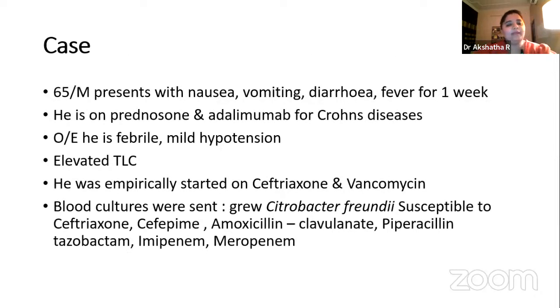So next I have another case. A 65-year-old male presents with nausea, vomiting, diarrhea, and fever for 1 week. He is on prednisolone and adalimumab for his Crohn's disease. On examination, he is febrile with hypotension and elevated counts. He was empirically started on ceftriaxone and vancomycin. Blood cultures were sent and show growth of Citrobacter freundii, which is susceptible to ceftriaxone, cefepime, amoxiclav, basically pan susceptible. So what would you like to do now?